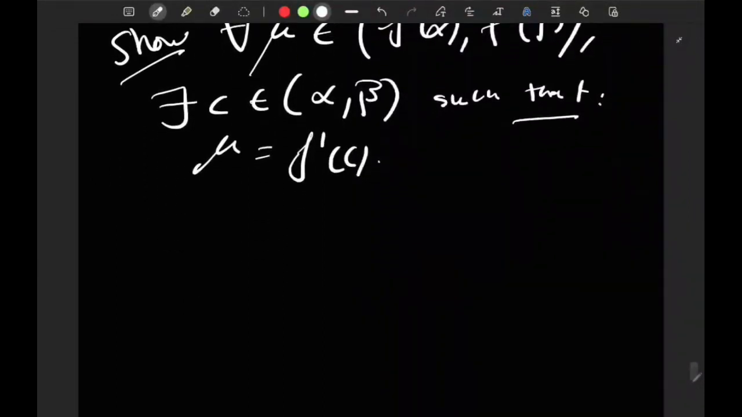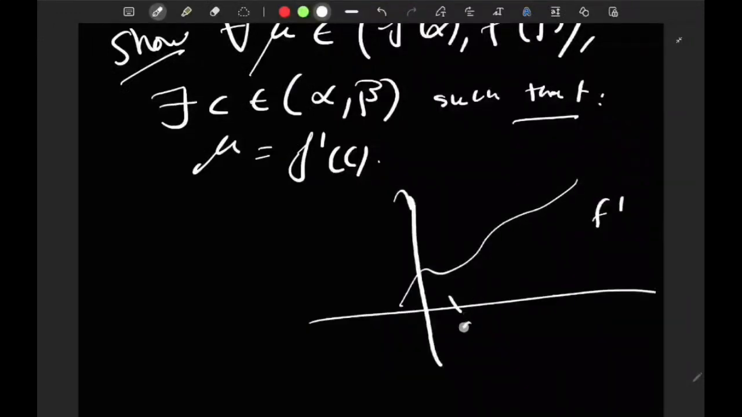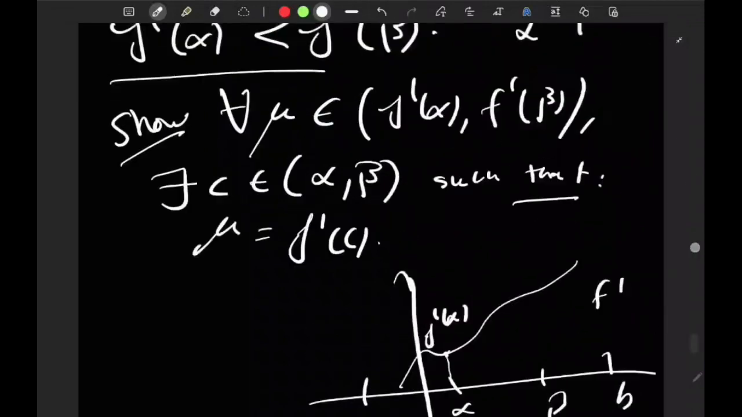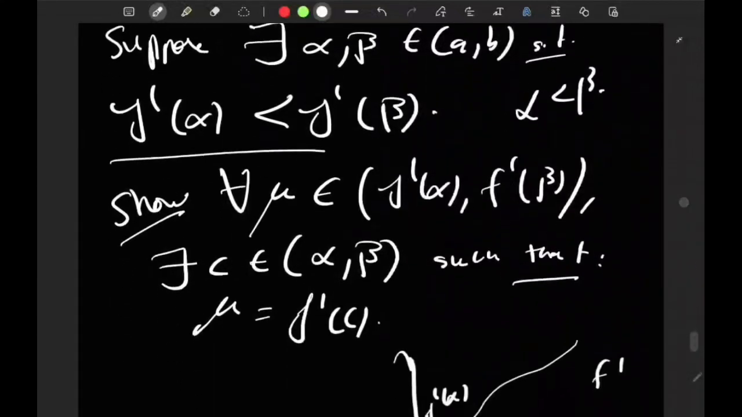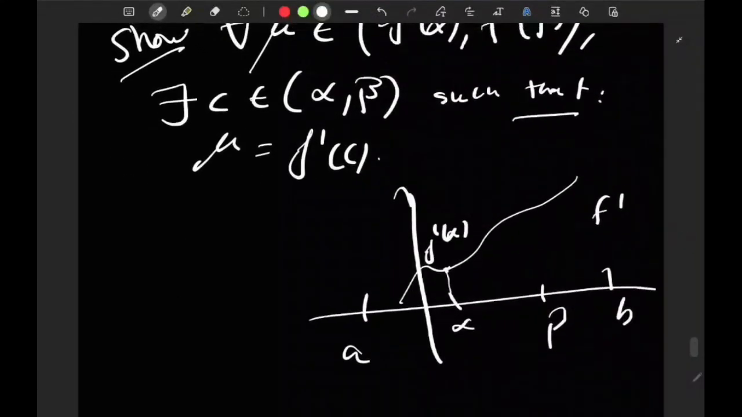So intuitively, this is the graph of f prime somehow. There's a point alpha, there's a point beta, and this is the open interval AB, say. We want f prime of alpha to be less than f prime of beta. So here is f prime of alpha, and this is f prime of beta, corresponding to beta.